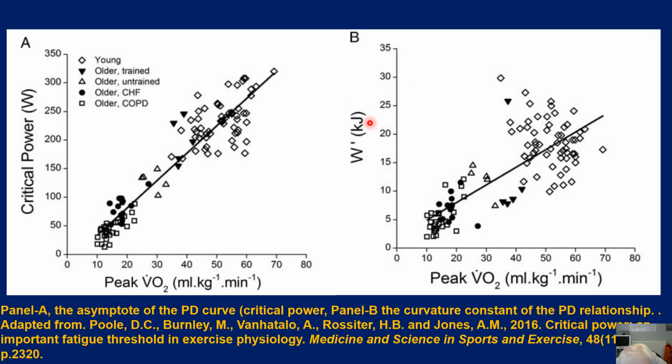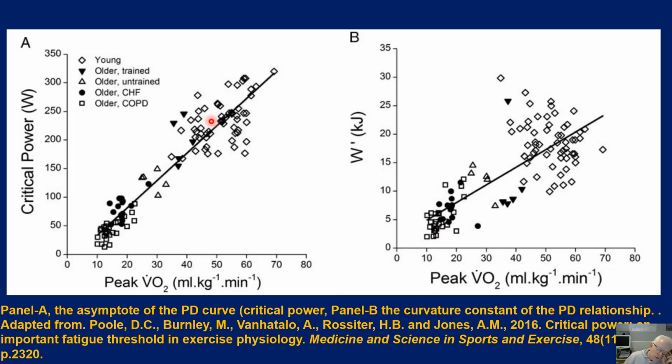And so let's take this a little bit further and have a look at this relationship to other variables. What you've got here is the asymptote of the power curve, that's critical power on the y-axis in panel A. And what they've done is plotted this against VO2 max, apologies, it is critical power against VO2 max. And you can see that there is a pretty good relationship between the two. In other words, the higher the critical power, the higher the VO2 max. And the same also applies for the W prime.